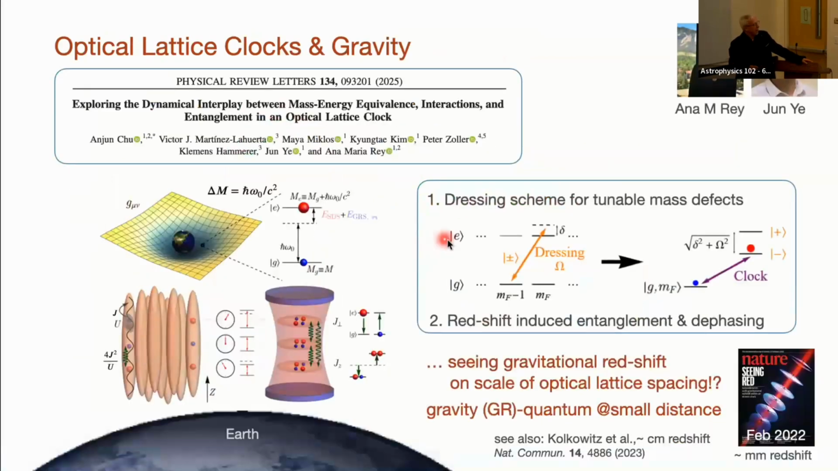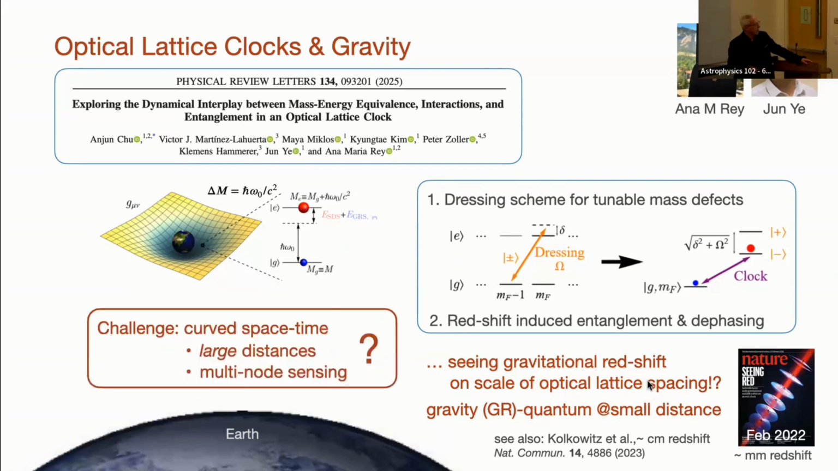And then we had, of course, and this is the discussion that leads over to maybe more gravitational things, a publication with Anna Maria and also June, that was exploring the dynamic interplay between mass-energy equivalence and so on. I'm not going to explain these things in detail, but the goal was to see the gravitational redshift on the scale of an optical lattice, but June does this in an amazing way, at millimeter distance, with these great experiments.